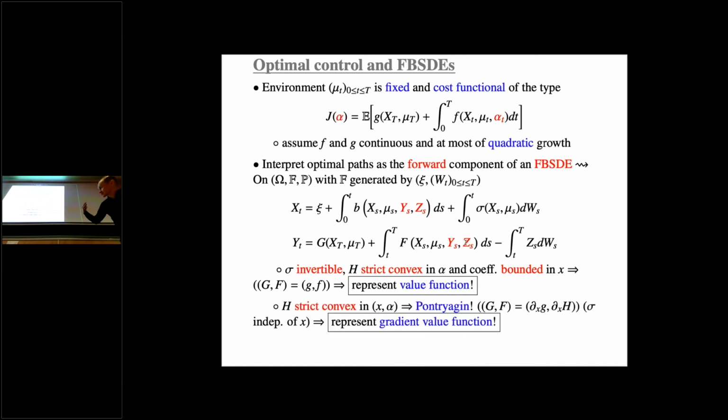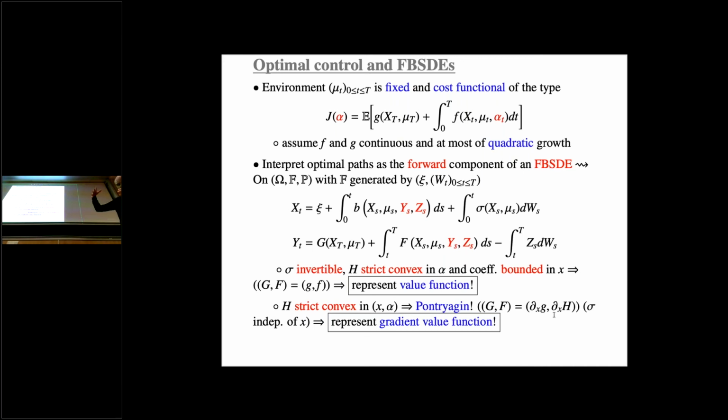Now there is another strategy, which is to choose capital G and capital F as the derivative of the cost g and the derivative of the Hamiltonian. And then this is exactly what people do with the Pontryagin principle. So there are the two ways. This is things in stochastic control theory.